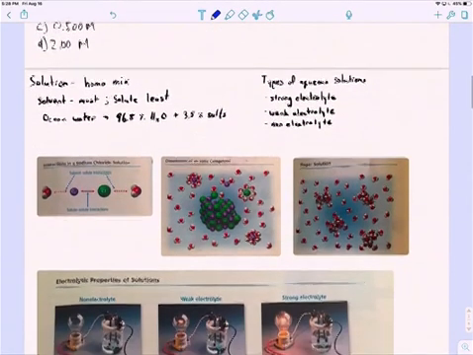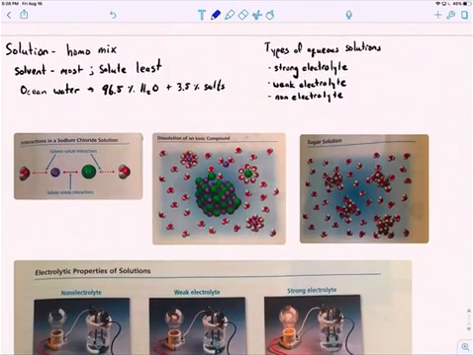Okay, so let's talk about solutions. A solution is a homogeneous mixture, a uniform mixture. What you have the most of is known as the solvent, and the solute is the least. The solvent is what does the dissolving, and the solute is what is dissolved. For instance, ocean water, depending on where you're at, is about 96.5% water and 3.5% salts, mostly sodium chloride but with other salts as well. So the water is the solvent and the salts are the solute. The salts are dissolved by the water in ocean water.